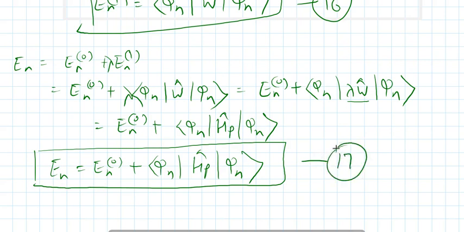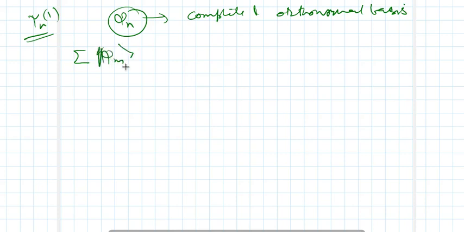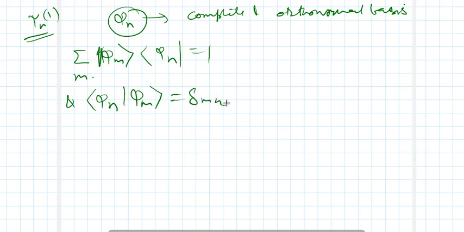Now the calculation of psi n1. Since phi n forms a set of complete and orthonormal bases, I can say that phi m phi n is equal to 1, and the summation over m of phi m phi m is delta mn.